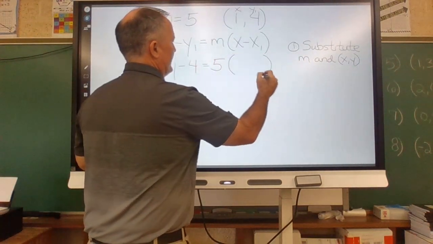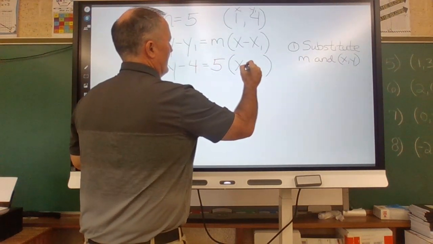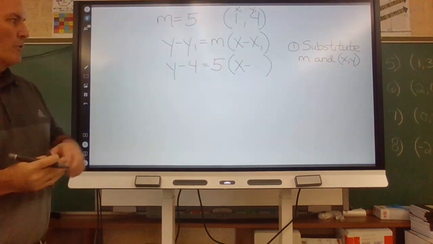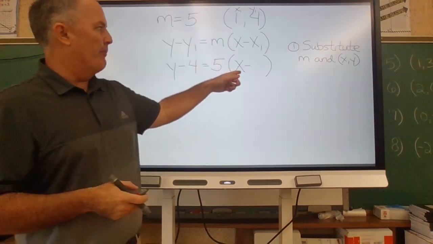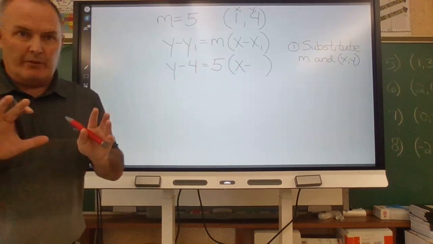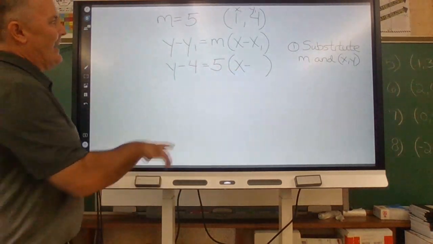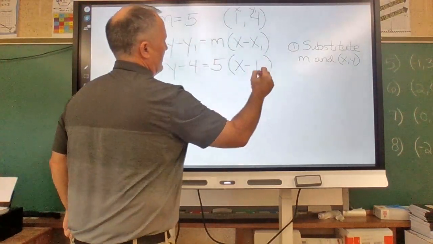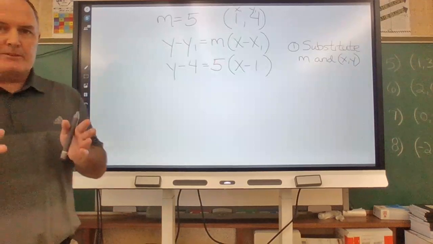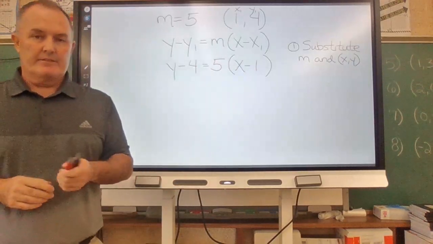Now in the parentheses, that first x will always stay there because we always need an x and a y in a linear equation. We're going to need our input and an output. So we don't want to get rid of those. My x1, however, is 1. So I plug that in. So far we've substituted in our information.